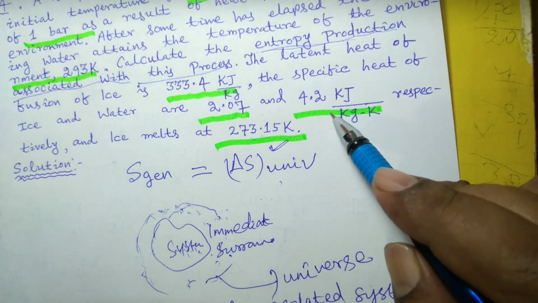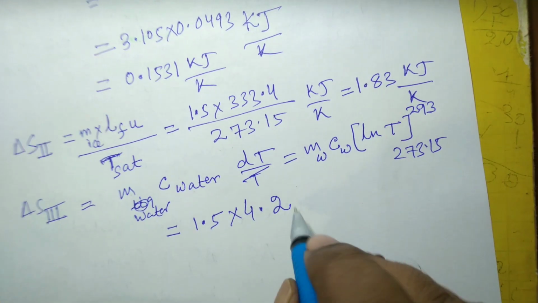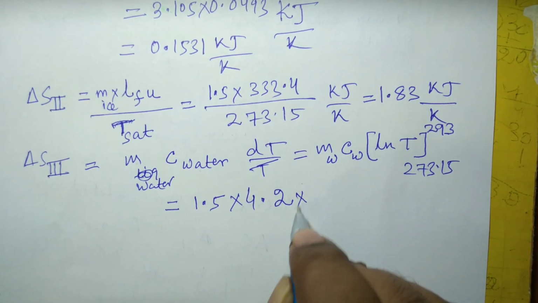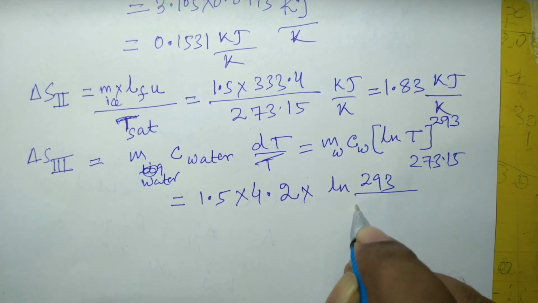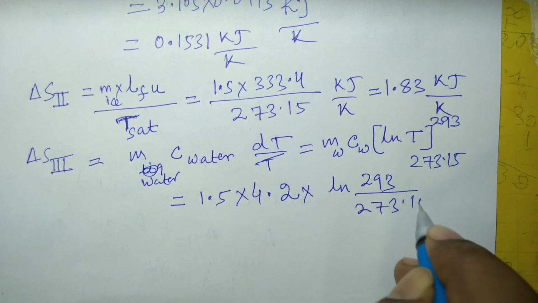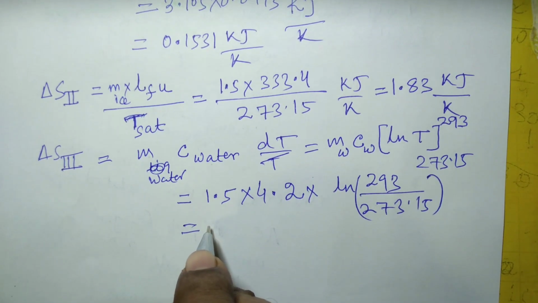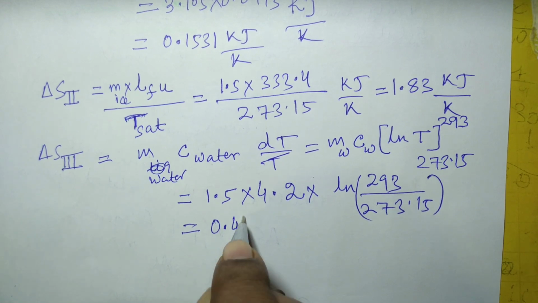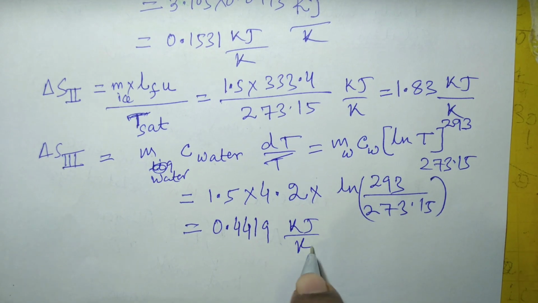It is also given 4.2 kilojoule per kg Kelvin. So multiplied by 4.2, ln 293 divided by 273.15. So this becomes 0.4419. Again, the unit will be kilojoule per Kelvin.